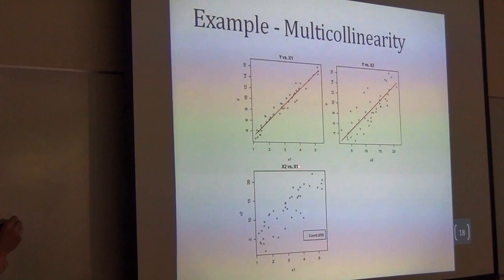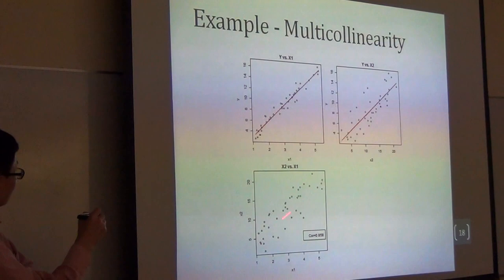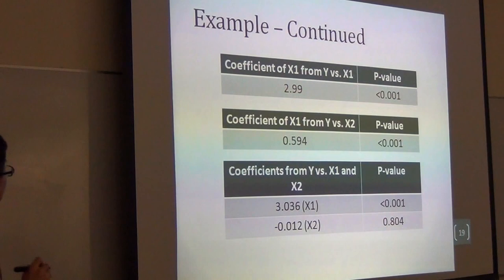But if you look at x1 and x2, you can see they are highly correlated. The correlation is actually 0.858, so it's very close to 0.9. If the correlation is close to 1, it means they are highly positively correlated. So they are strongly correlated. This is just from statistical software.